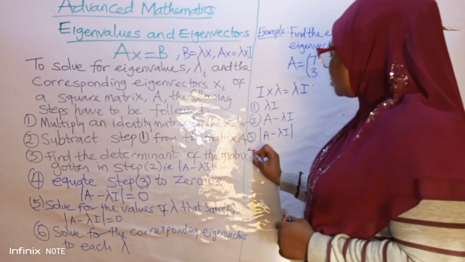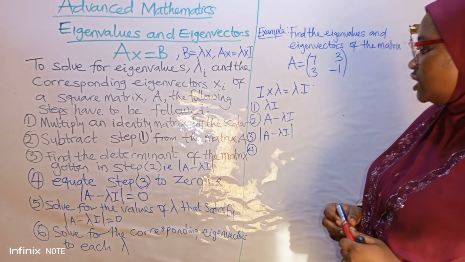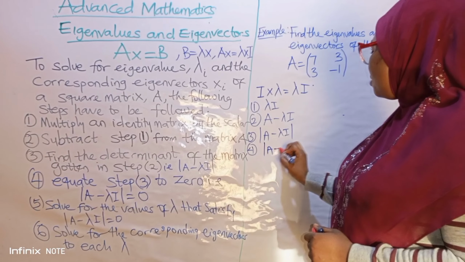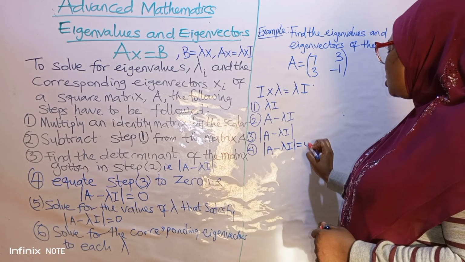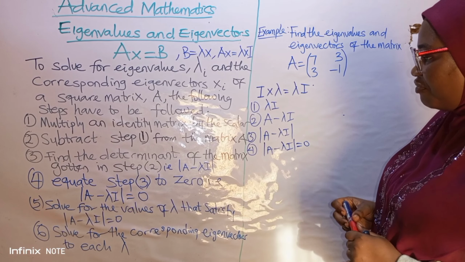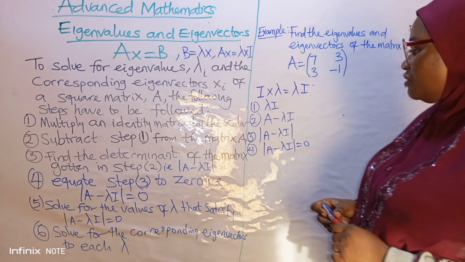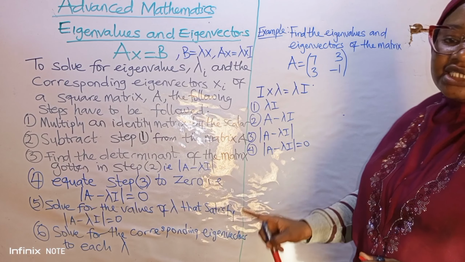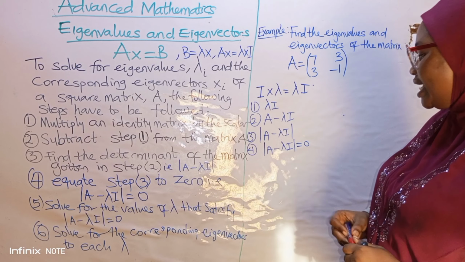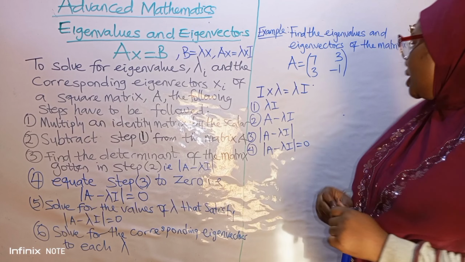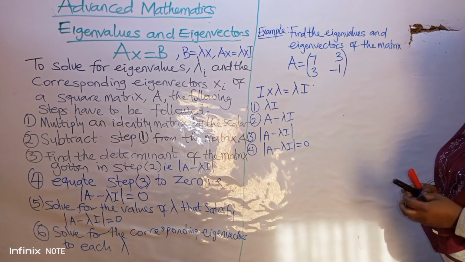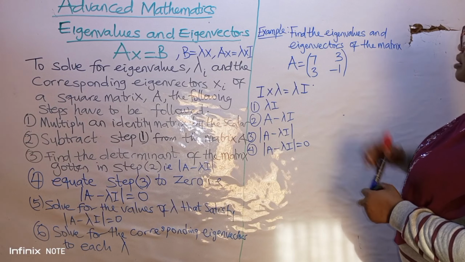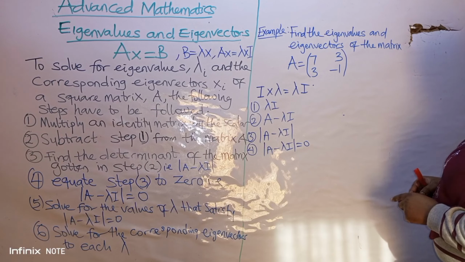Step 4, equate step 3 to 0. That is, the determinant of A - lambda I is equal to 0. Step 5, solve for the values of lambda that satisfy equation 4. Then step 6, solve for the corresponding eigenvectors of each lambda. So let's solve this example to understand it better. Find the eigenvalues and eigenvectors of the matrix A = [7, 3; 3, -1].